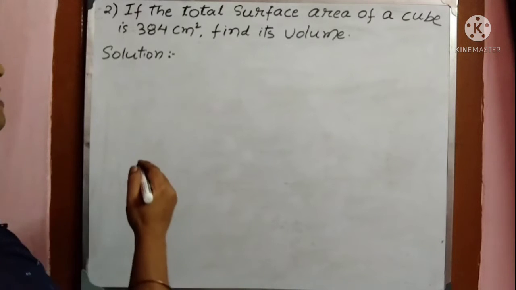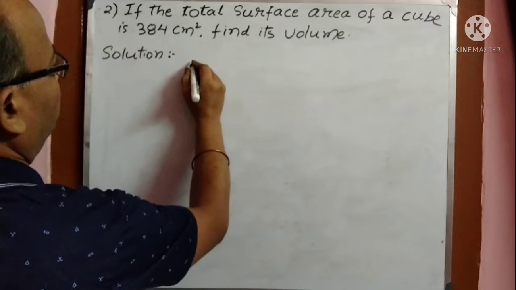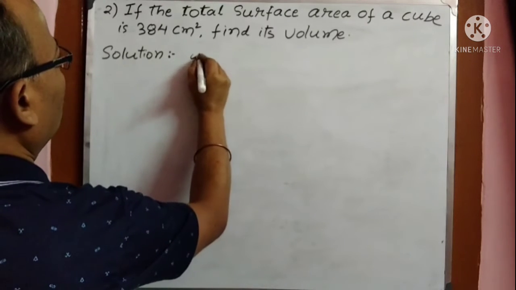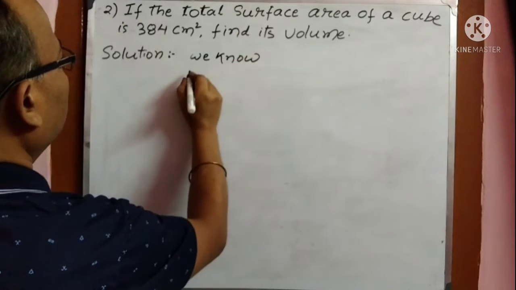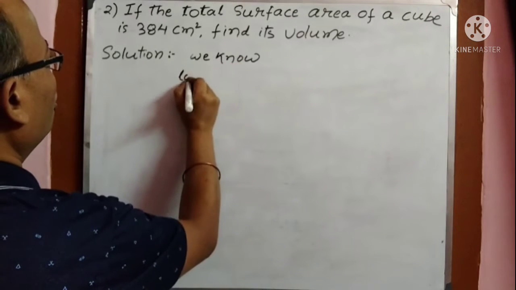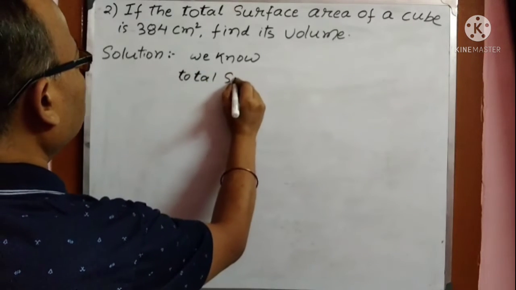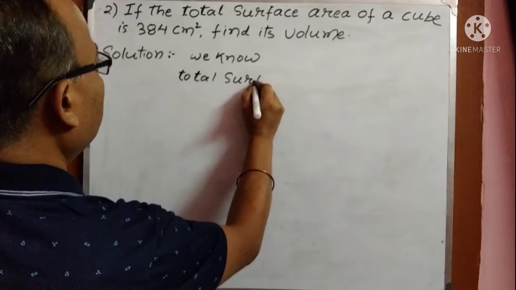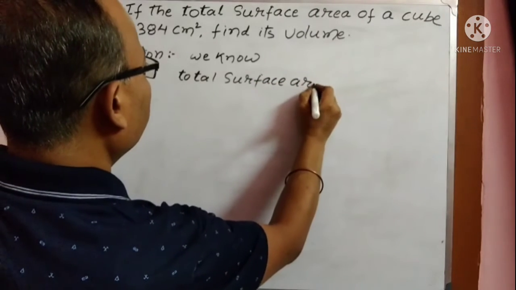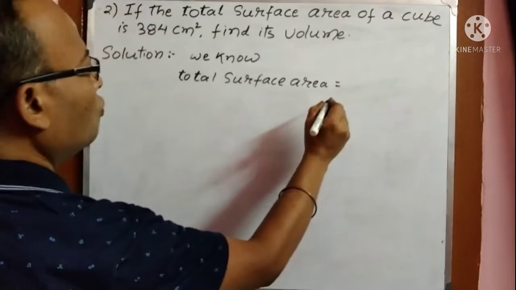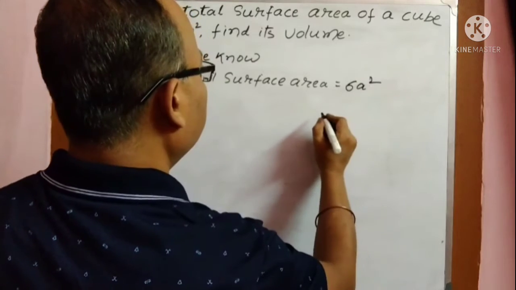The next question is, if the total surface area of a cube is 384 centimeter square, find its volume. Now, total surface area is given. So, what we know is that total surface area of a cube is equal to what? 6a square.